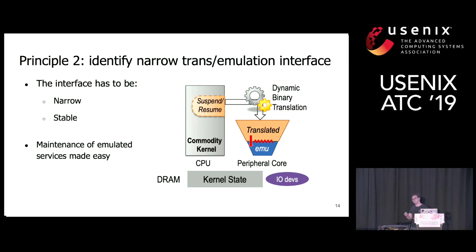The second principle is to identify a narrow translation-emulation interface. This is the interface where the translated code makes down calls to the emulated code, requesting kernel services, for example scheduler services and spin locks. By doing this, we make the maintenance of those emulated services much easier because you don't have to change your emulated services every time the kernel changes.